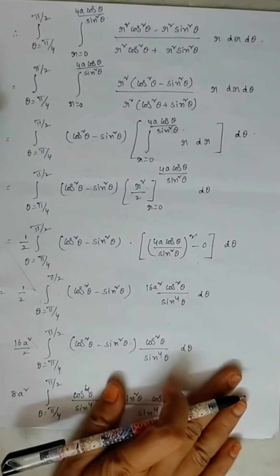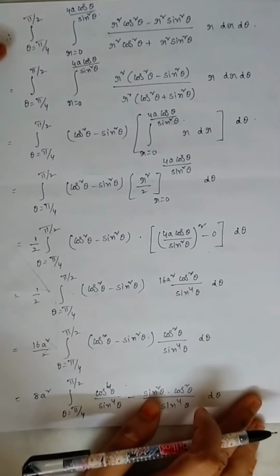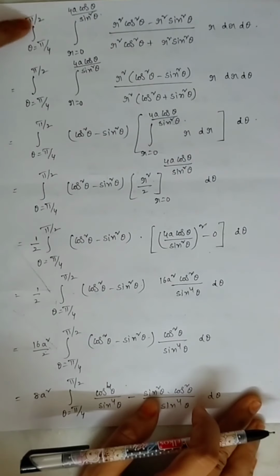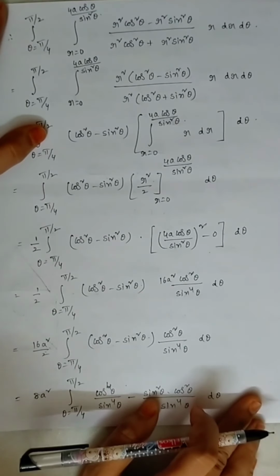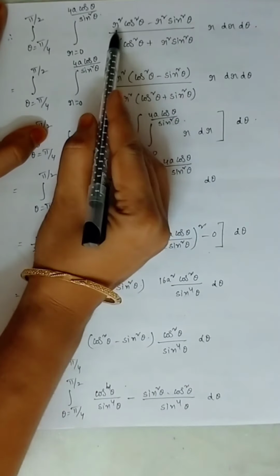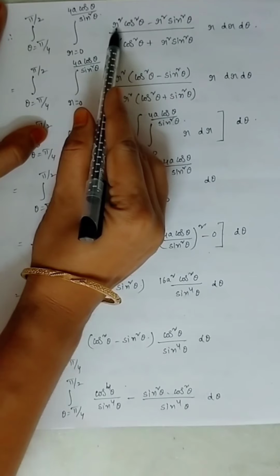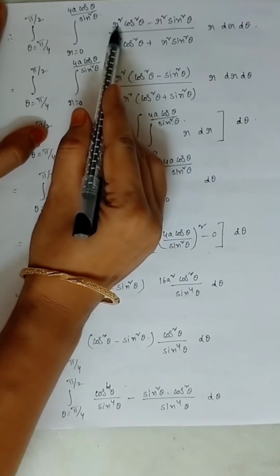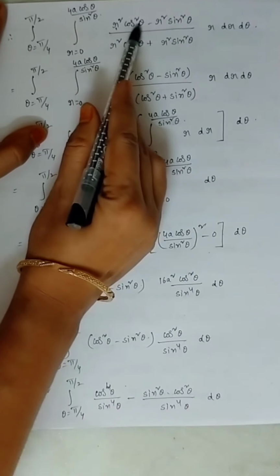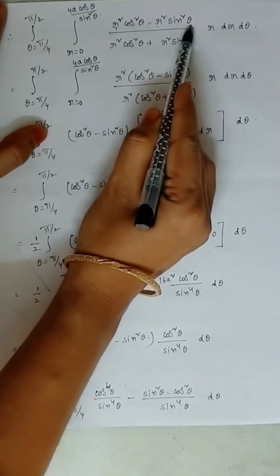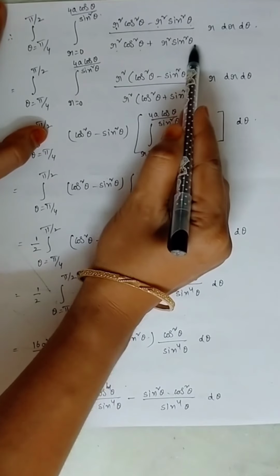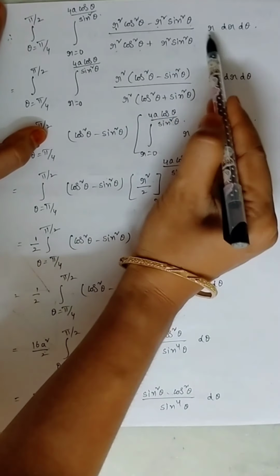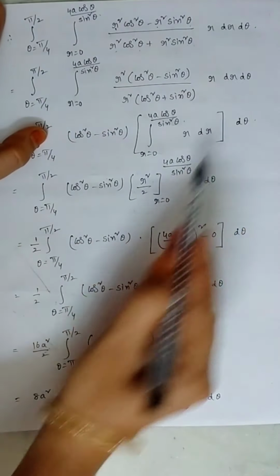So first you have to write the constant limits. Theta equals pi by 4 to pi by 2 and r equals 0 to 4a cos theta by sin square theta, and the given problem is x square minus y square. x equals r cos theta. So if you substitute the x value, r square cos square theta minus r square sin square theta by r square cos square theta plus r square sin square theta. dx dy means r dr d theta.